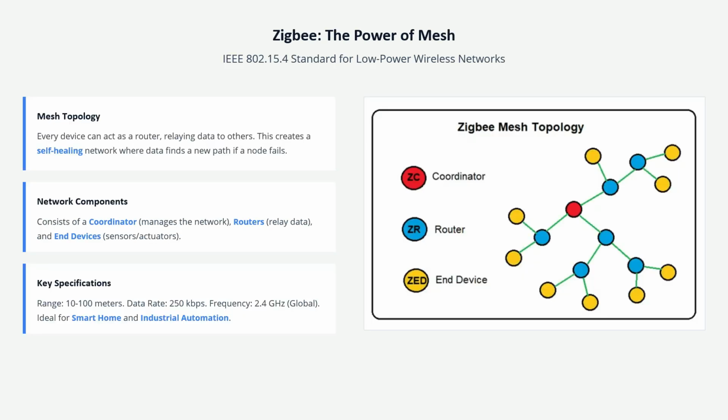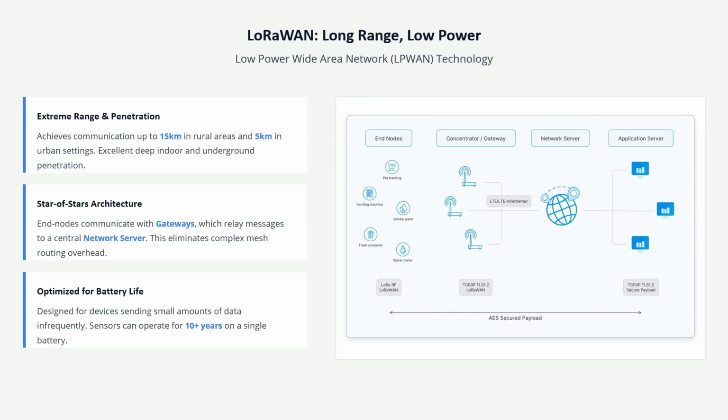If you need a network covering an entire building, Zigbee becomes powerful. Zigbee uses a mesh topology. This means every device can act as a router. If one path fails, the network automatically finds another. This makes Zigbee reliable and scalable for smart homes and industrial automation.